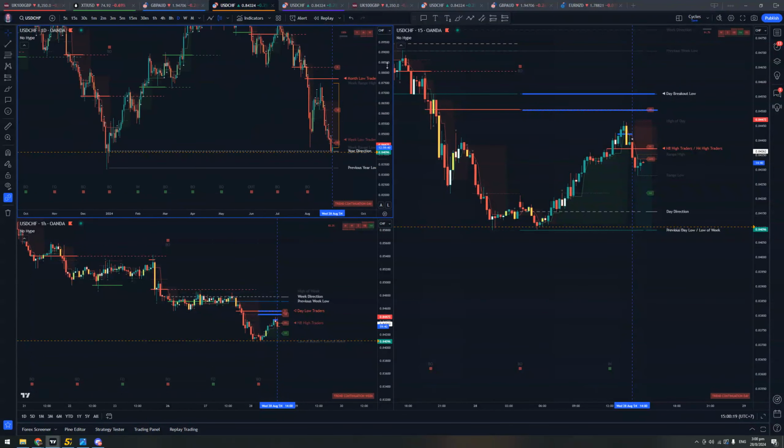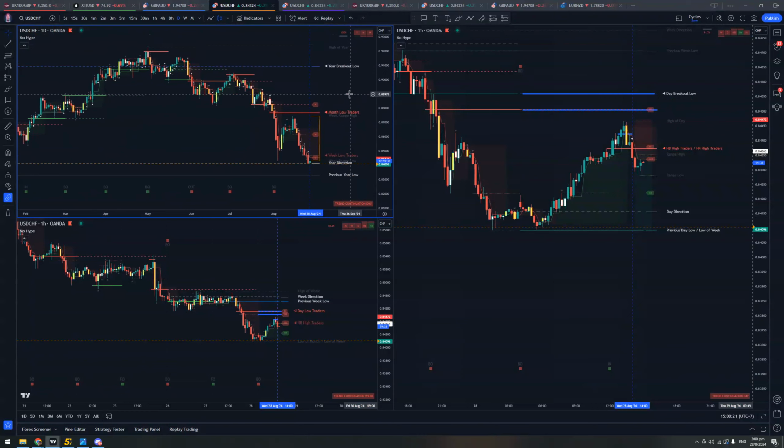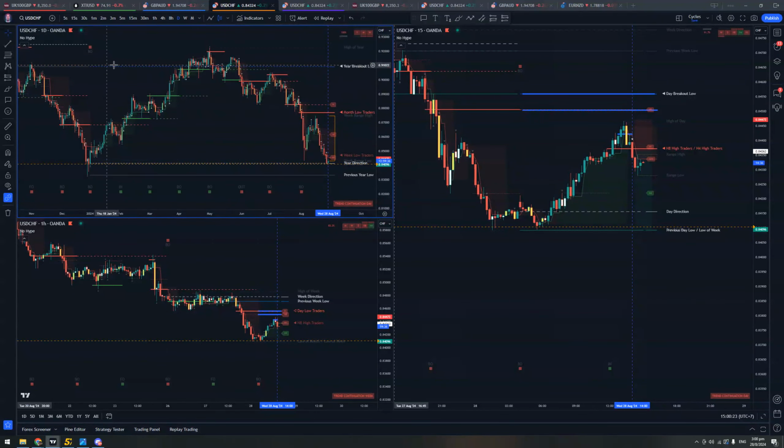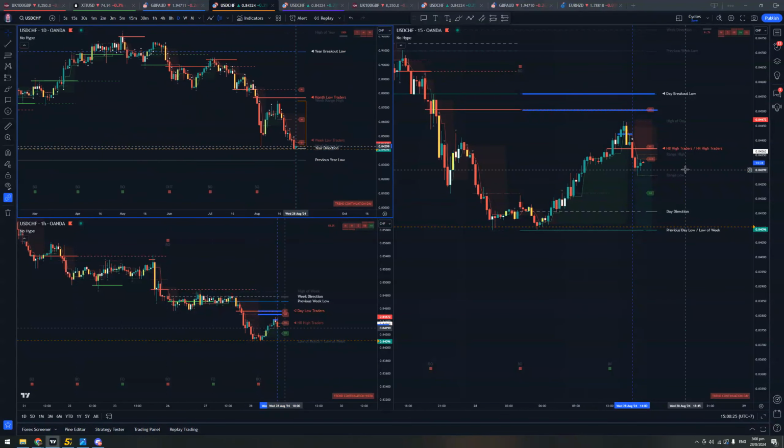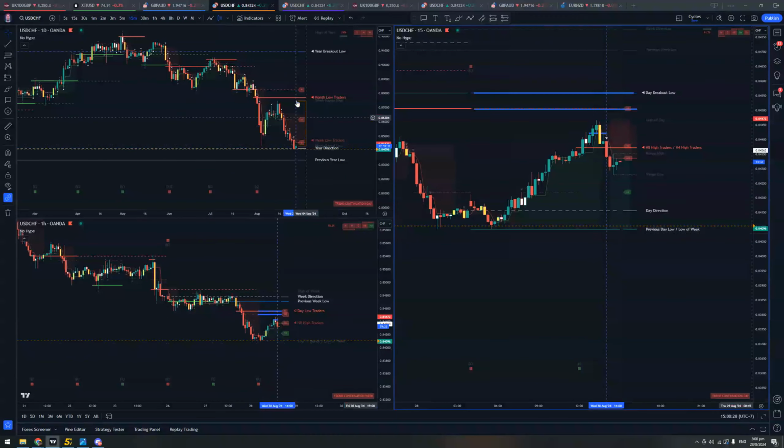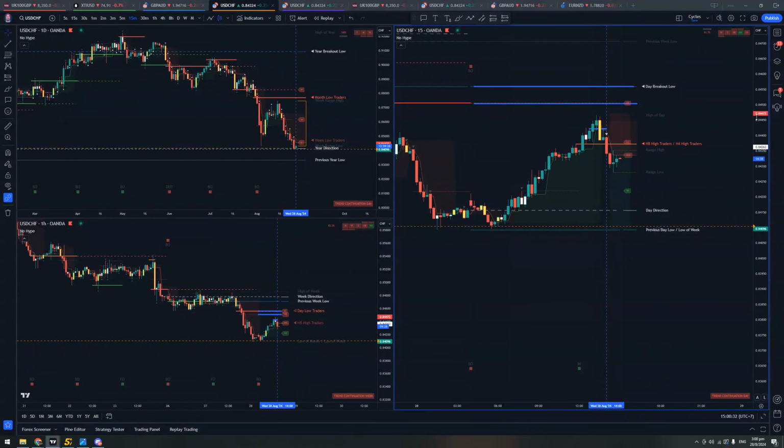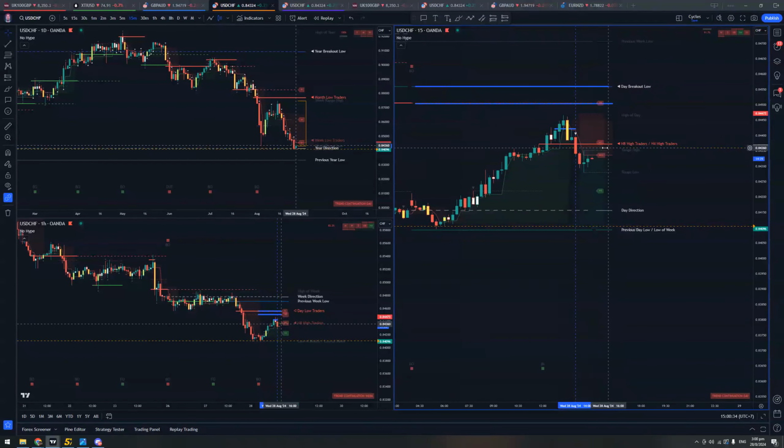Haven't touched the previous year low. Yeah, everything to me is bearish on this. We're below the year breakout low, so I'm just going to keep trading in this direction until the market tells me that I'm wrong. So this is a trend retracement setup.